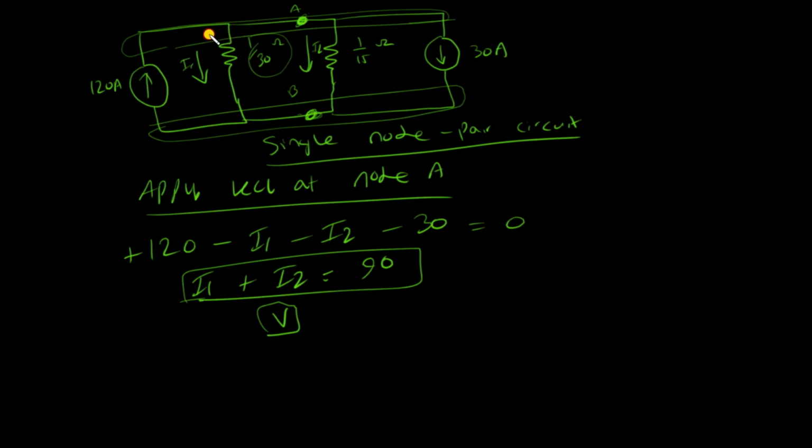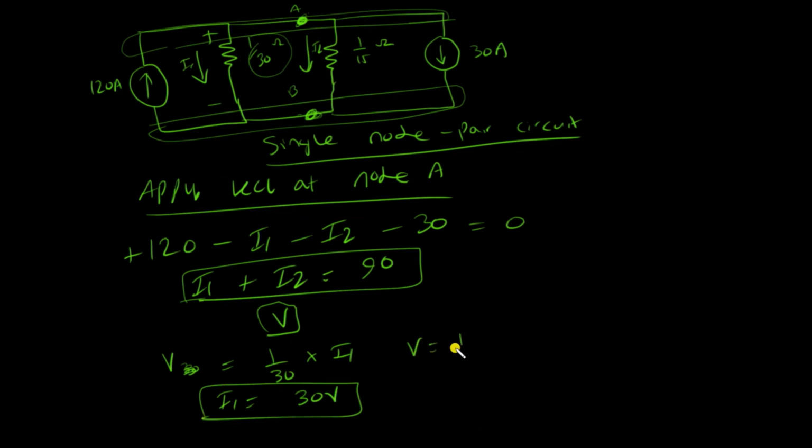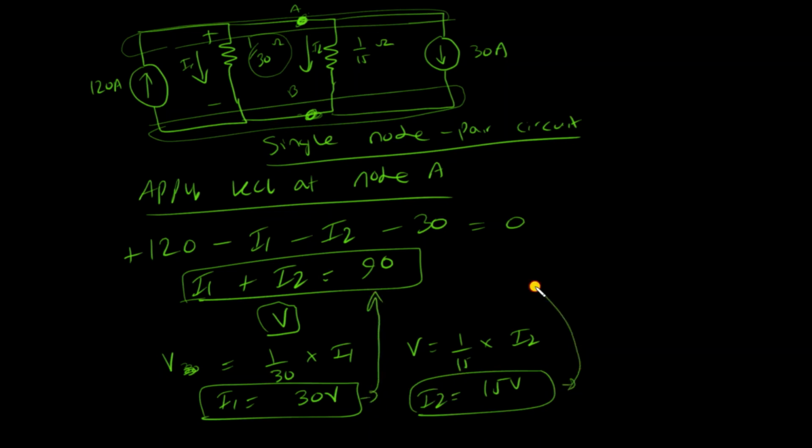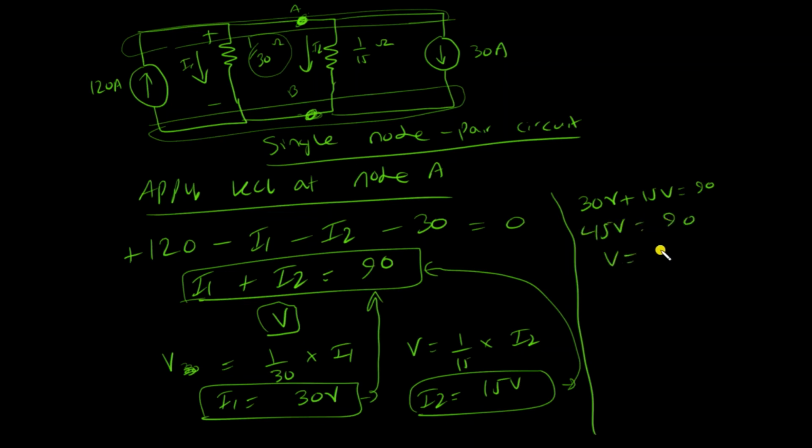So as the potential difference across the 1 by 30 ohm resistor is V, I'll put the positive sign up because the current is entering from there. So I can use Ohm's law to write V30, or just V, is equal to 1 over 30 times I1. So I1 would be 30V. I can do the same for I2, which would come out to be V is equal to 1 by 15 times I2, and I2 would be 15V. So I can just substitute both of these into this equation here, and that would come out to be 30V plus 15V is equal to 90, which is 45V is equal to 90, and V would come out to be 2 volts. So the potential difference between node A and node B is 2 volts.